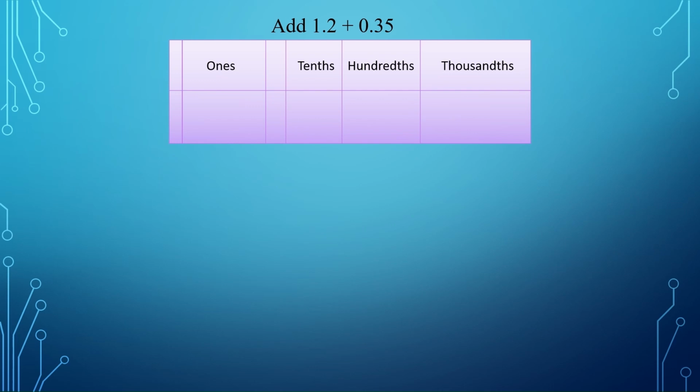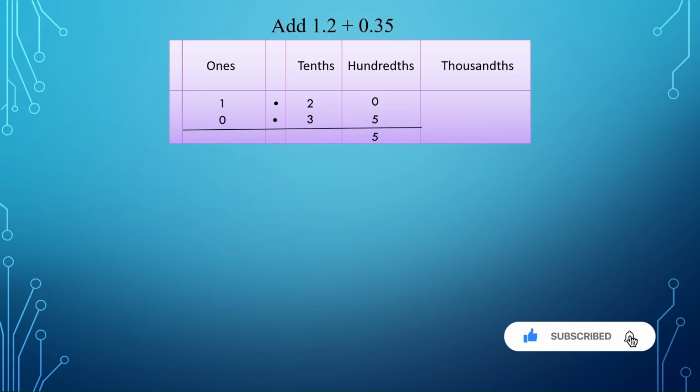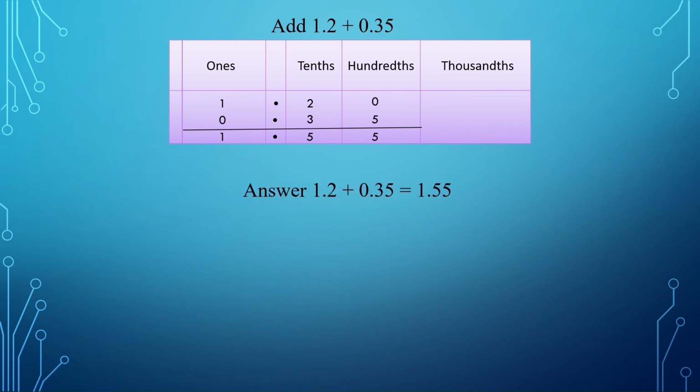So take the place value chart, here thousands is not required. Then write the numbers 1.2 plus 0.35. Now 1.2 you can write it as 1.20 to make the decimal places same. And now you can add the hundredths place first. 0 plus 5 is 5. Then 2 plus 3 is 5, decimal point and 1. Therefore the answer is 1.55.